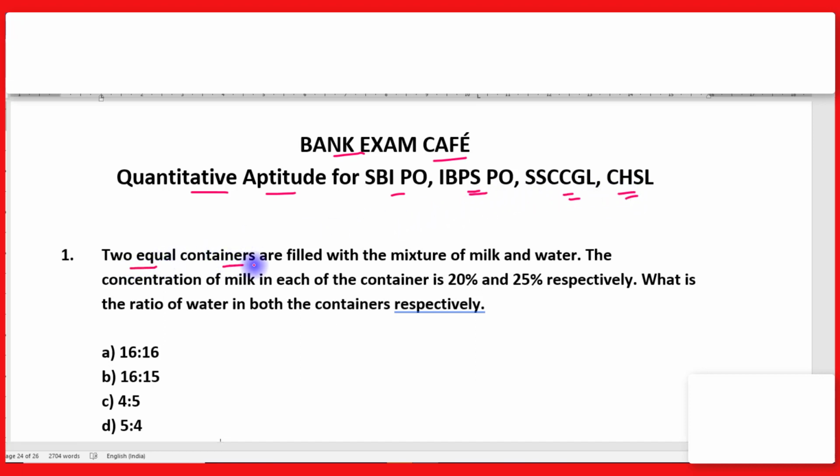Two equal containers are filled with a mixture of milk and water. The concentration of milk in each of the containers is 20% and 25% respectively. What is the ratio of the water in both the containers respectively? In two containers the milk is 20% and in the other it is 25%. So milk is 20% and 25%.